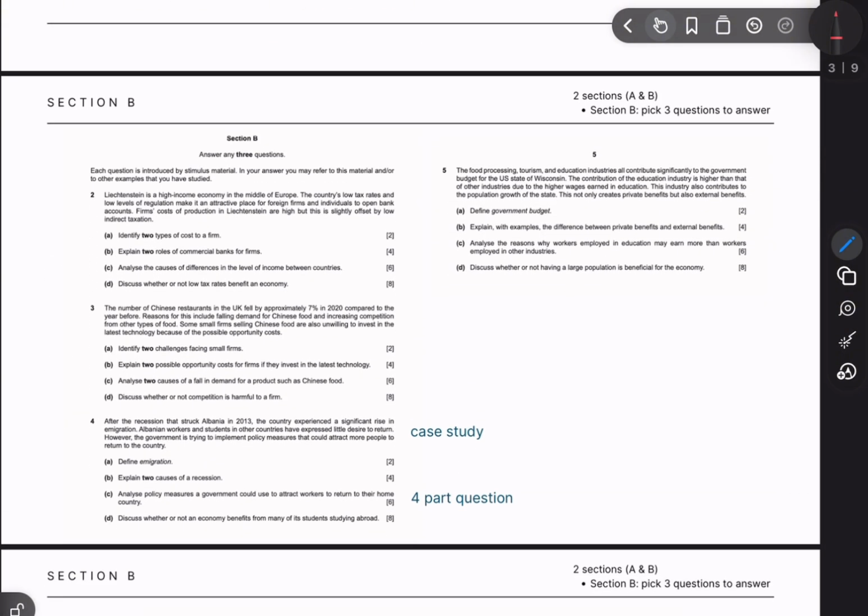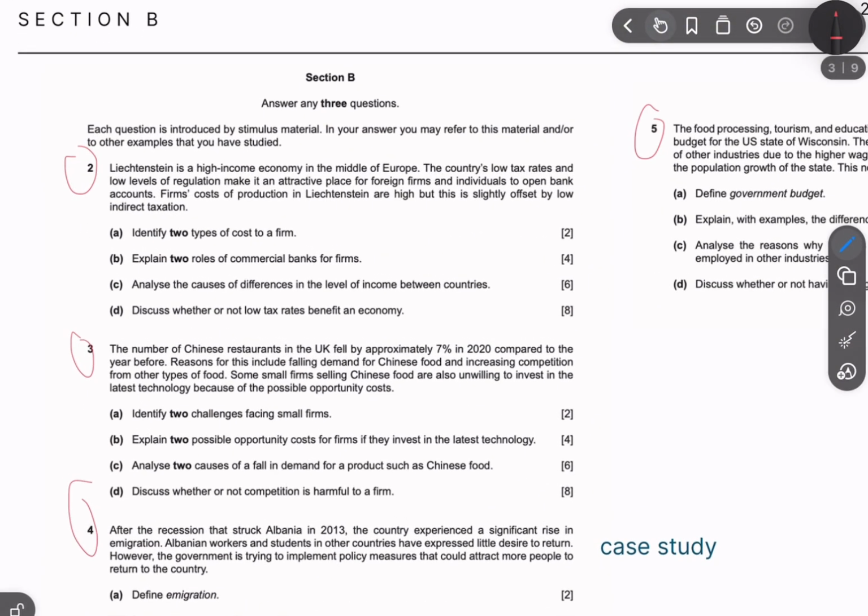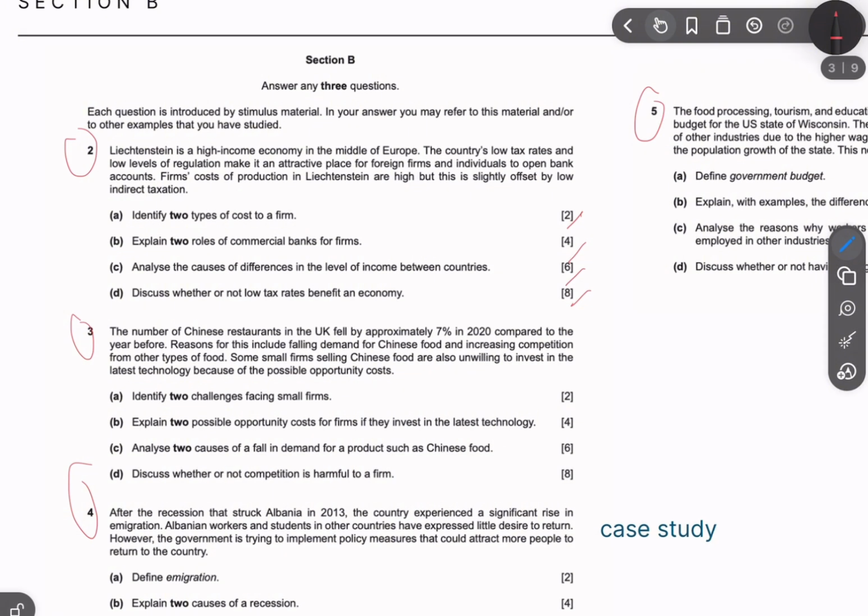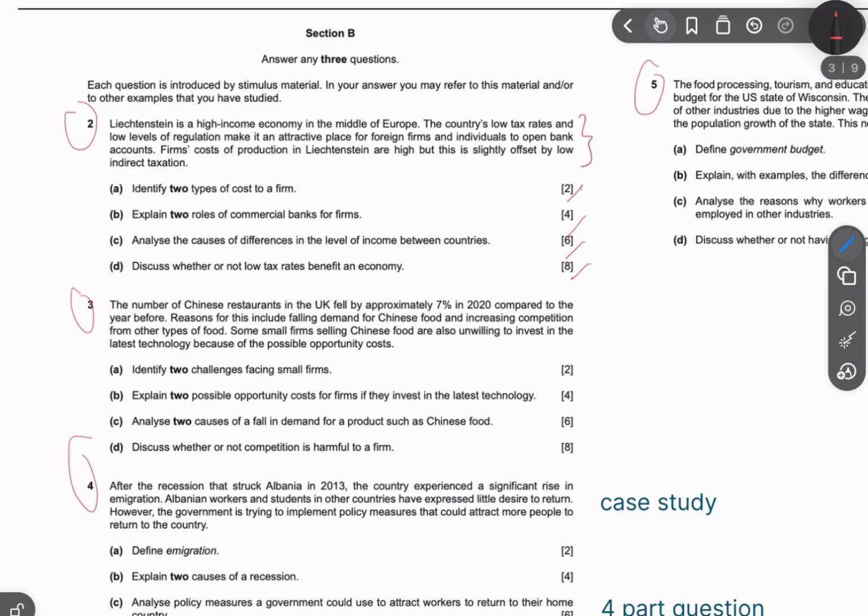So this is how Section B looks like. 4 questions are given. And out of these 4 questions, you have to choose 3. Each question has 4 parts, with part A being 2 marks, part B being 4, part C 6, and part D 8. Each question is also accompanied by a small paragraph where you can refer to whenever you construct your answer. Each sentence in this extract usually directly correlates to a question part, so you can use it to help you answer the questions.